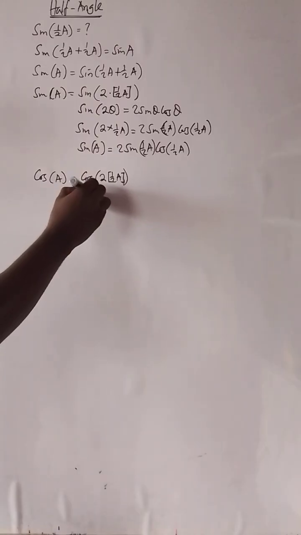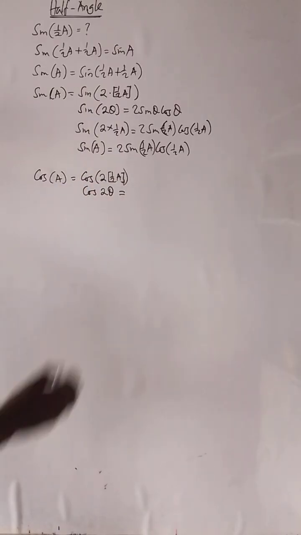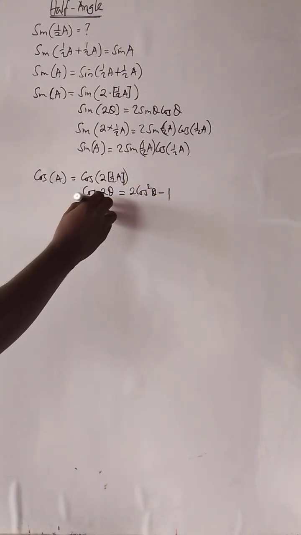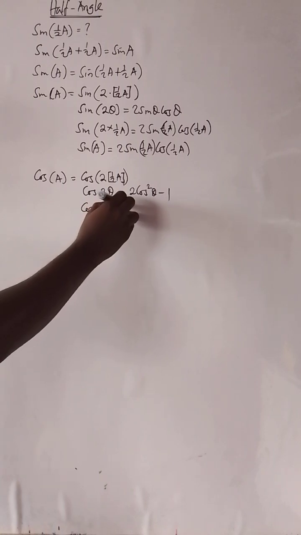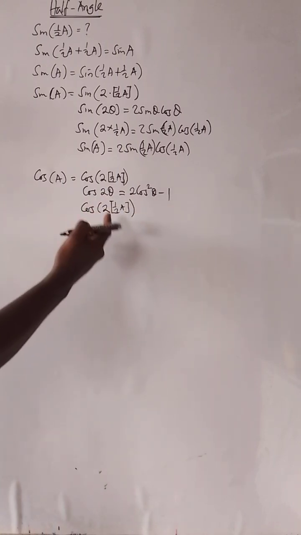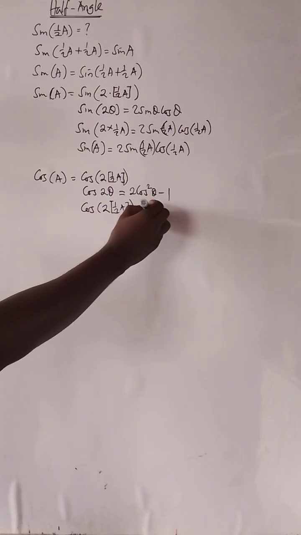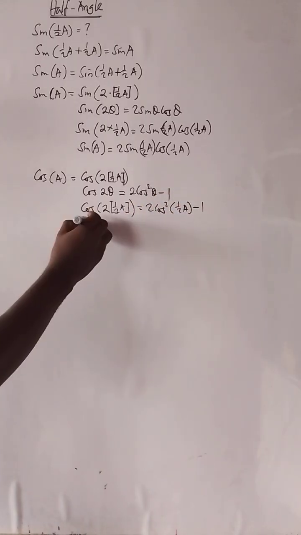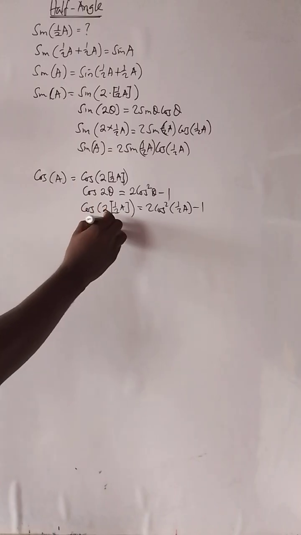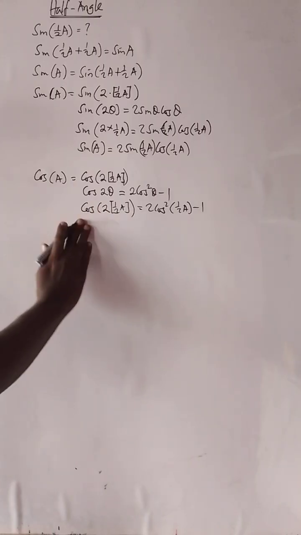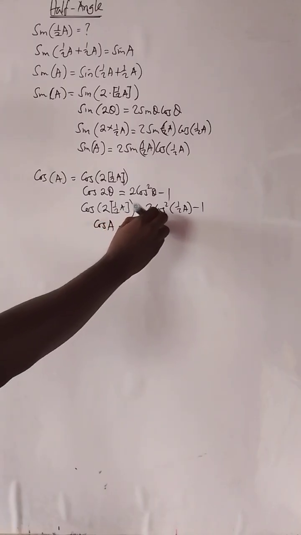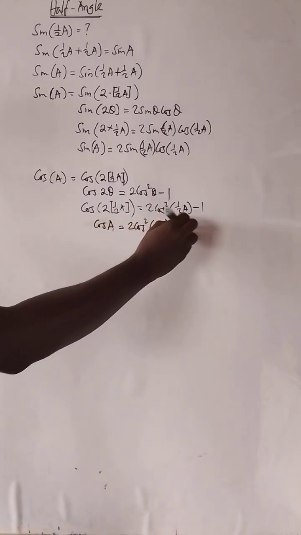So what's cos 2 theta? From the identity earlier, it is 2 cos square theta minus 1. So for cos 2 times half of A, this time our theta is half of A. That's 2 cos square half of A minus 1. So cos 2 times half is cos 1, sorry, cos A. So cos A equals 2 cos square half of A minus 1.